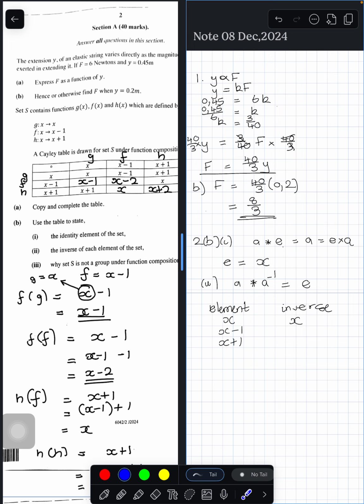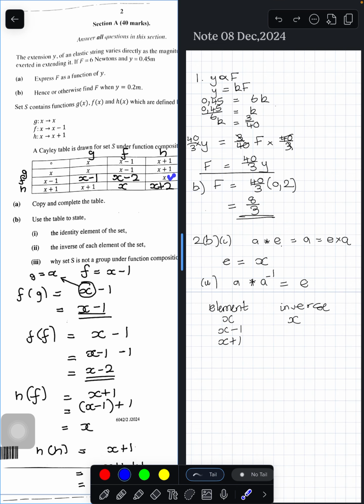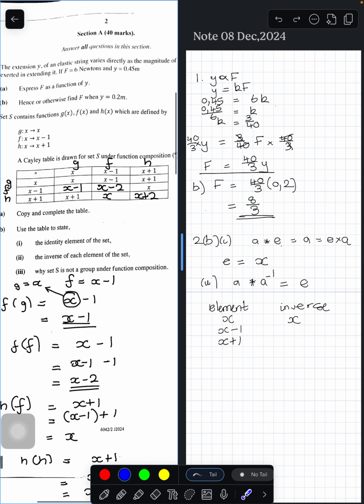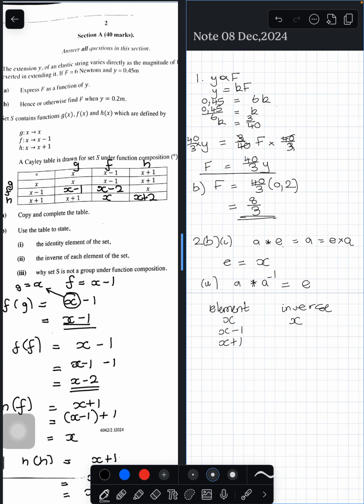Remember we said if you want to find the inverse of an element, you have to go to the identity element. For our second row, the identity element is x. So if you operate x minus 1 with x plus 1, you get x. So the inverse of x minus 1 is x plus 1. So we come here and write our x plus 1.